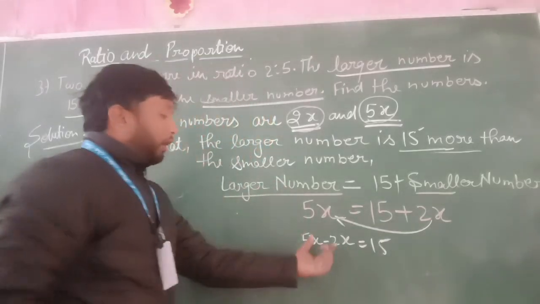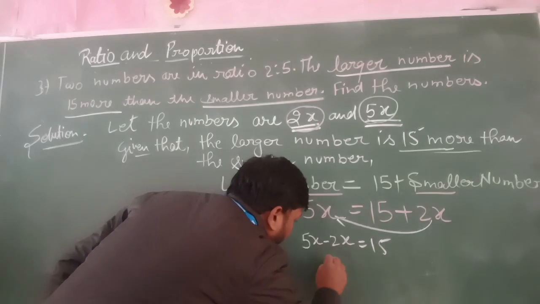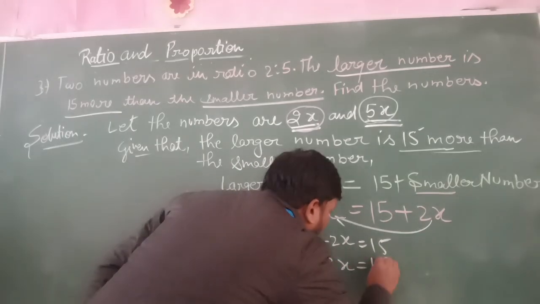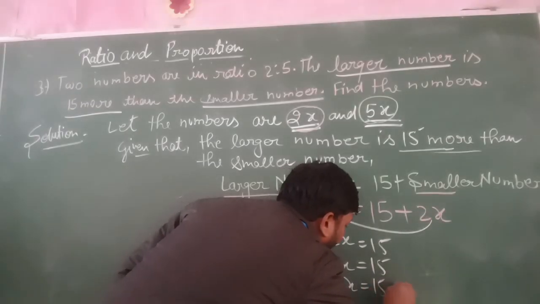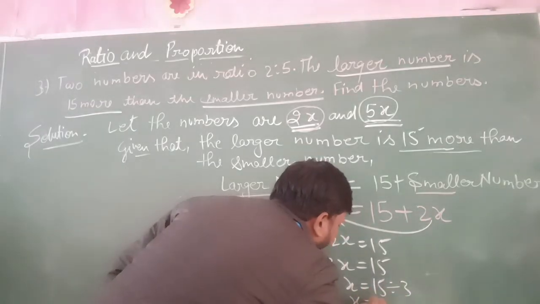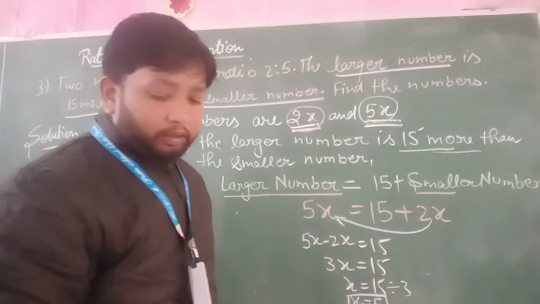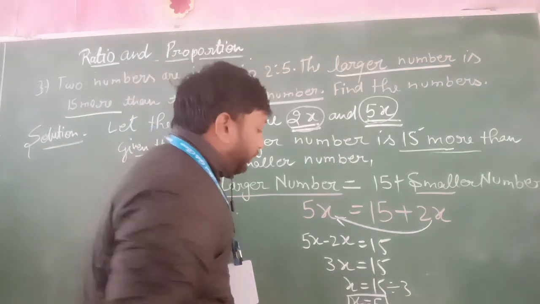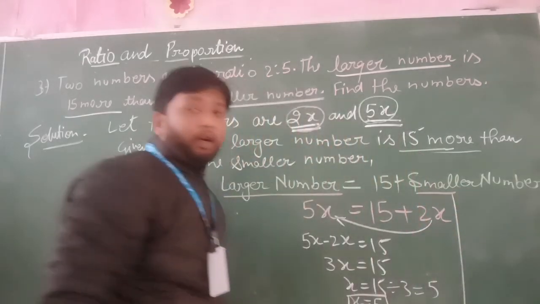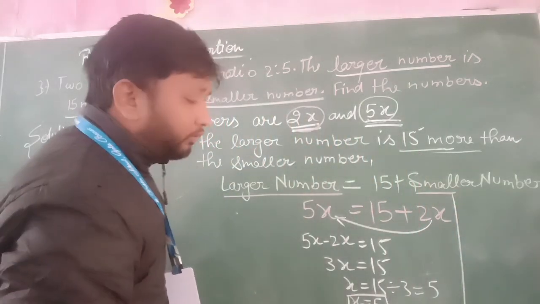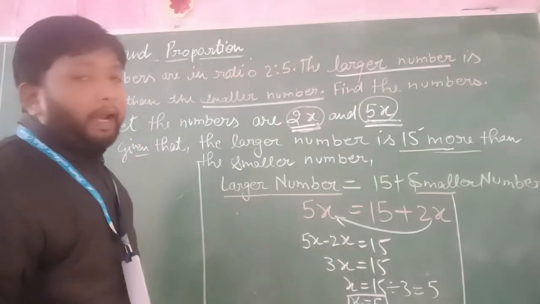These two are like terms, so we subtract them and we get 3x equal to 15. From here we find the value of x is 15 divided by 3. So we get the value of x is 5. But we have to find what? We have to find the value of the smaller number and the greater number.